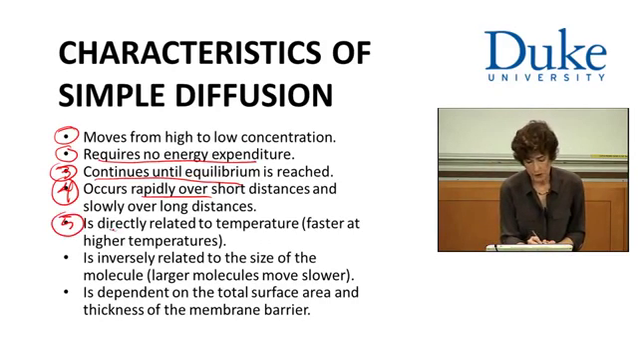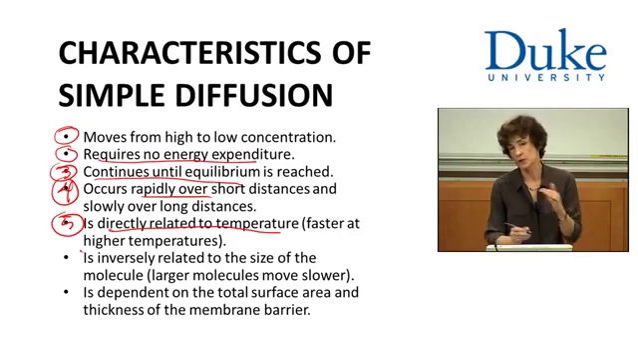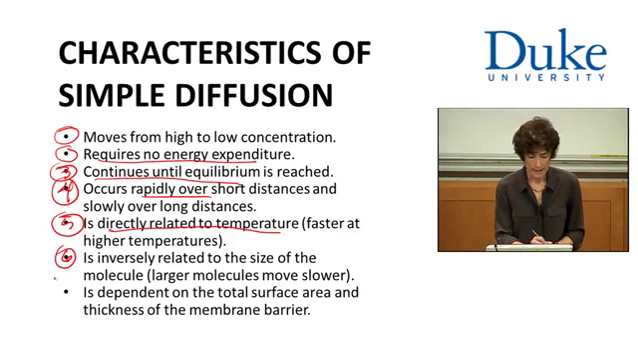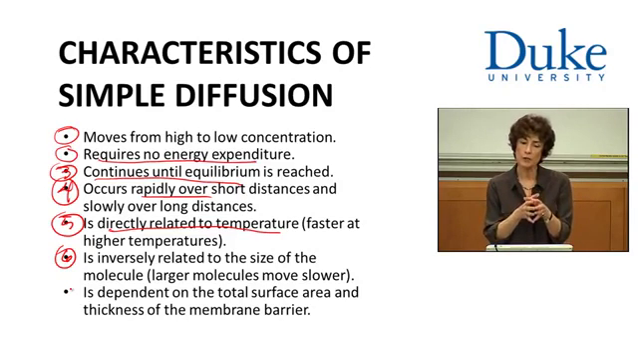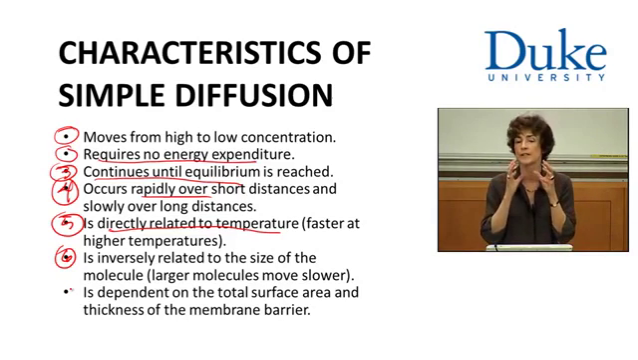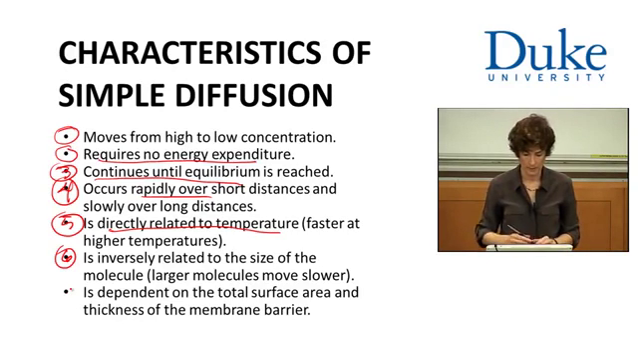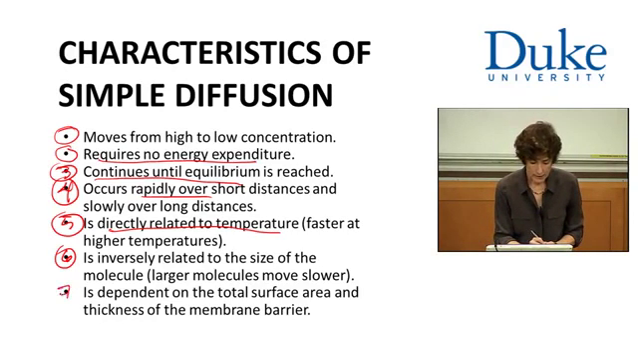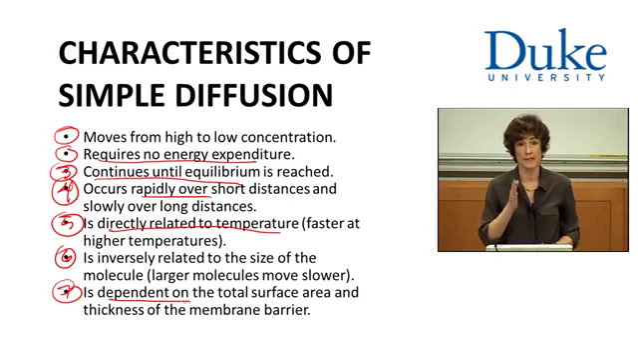Fifth, simple diffusion is directly related to temperature. If I increase temperature, the system will go faster. If I decrease temperature, the system slows. Sixth, it's inversely related to the size of the molecule. If the molecule is very large, then it's going to be very slow diffusion for that molecule. If the molecule is very small, like an ion, say a sodium ion, then the diffusion can be quite rapid. And seventh, diffusion will be dependent on the total surface area that's available.